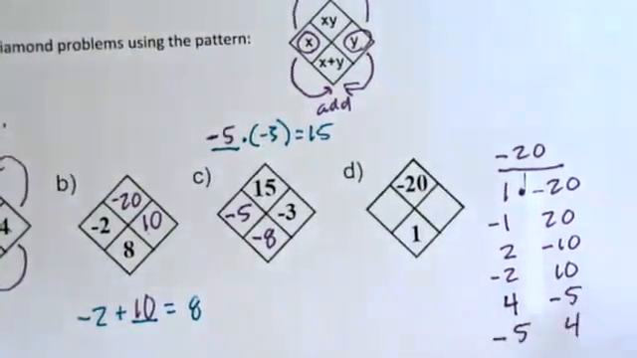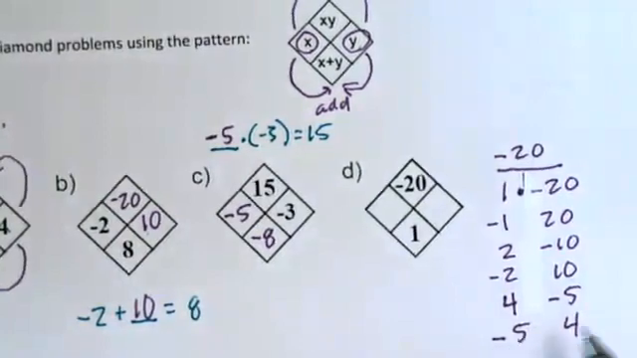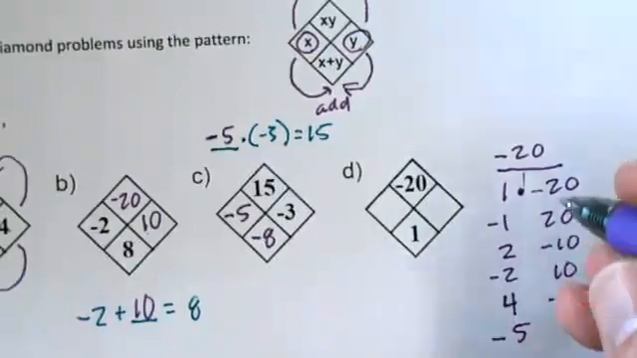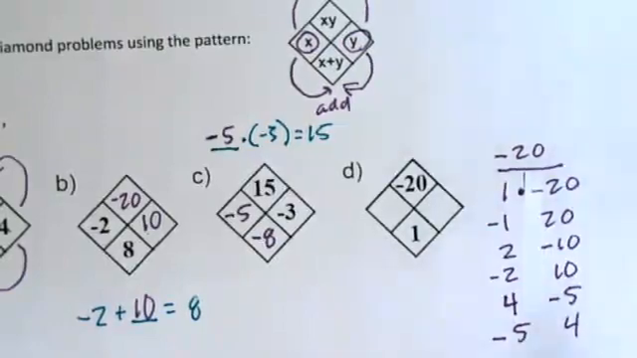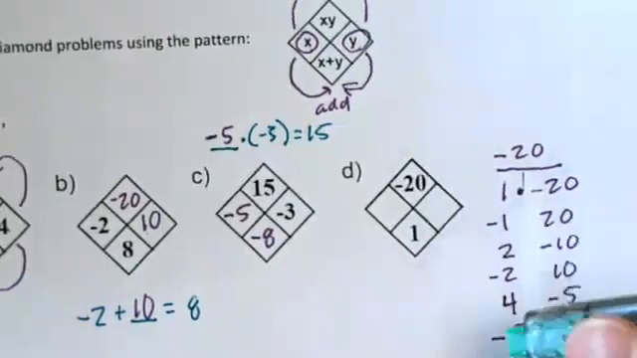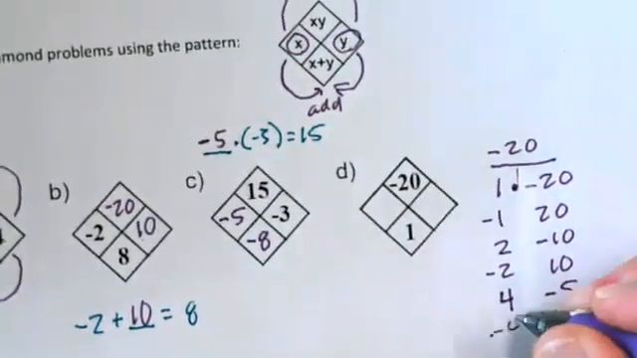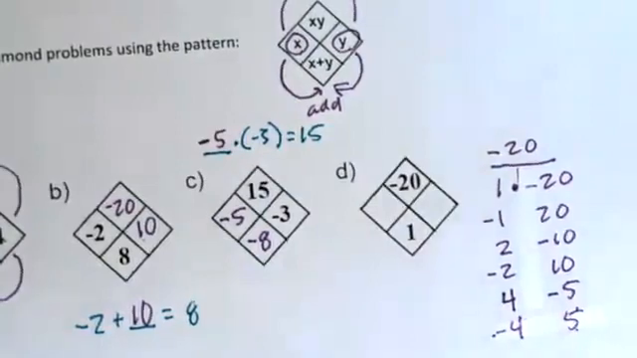-5 and 4. So -5 times 4 is -20. -5 plus 4 is positive. Oops, what did I do there? Sorry. Got excited and got ahead of myself. -4 and +5. I reversed the signs and the orders. Okay, let's try this again.